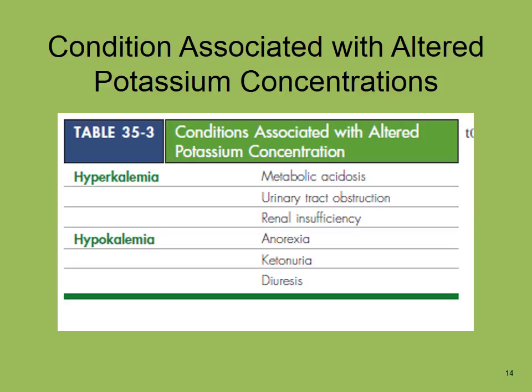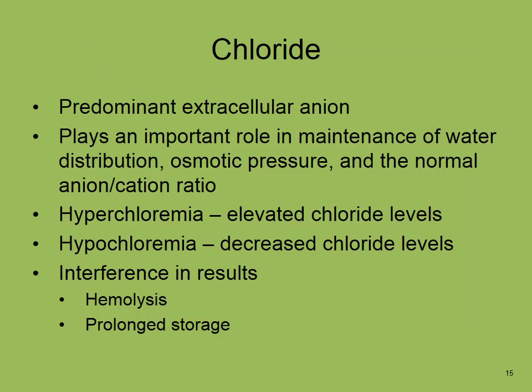What causes hyperkalemia? Metabolic acidosis. So acidosis causes potassium to move out of the cells. So that'll cause hyperkalemia. Urinary tract obstructions, renal insufficiency, so it's not getting removed properly from the body. And then we have hypokalemia, which happens obviously with anorexia because the animal's not taking in the potassium they need. Ketonuria, again, diuresis, same sorts of things as we see hyponatremia with.